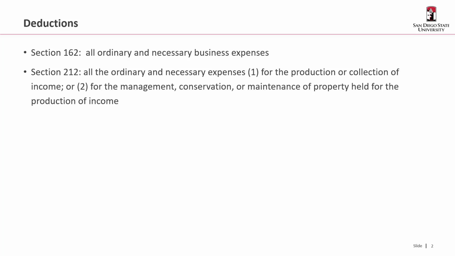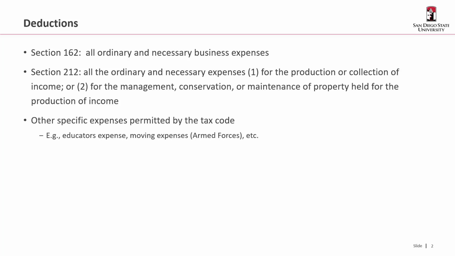Section 212 says you can deduct all the ordinary and necessary expenses associated with the production or collection of income, or for the management, conservation, or maintenance of property held for the production of income. So we normally think of 162 as being the trade or business code section, and 212 as being the production of income code section.